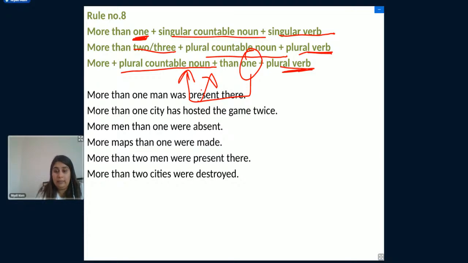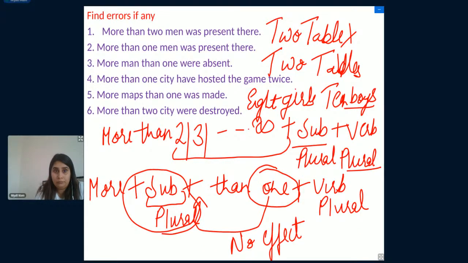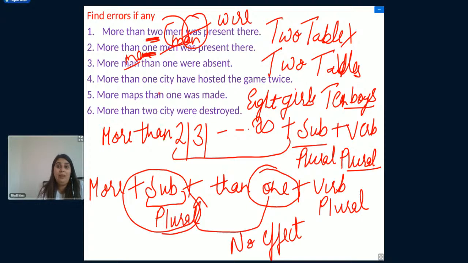Right. Now let us consider, more than two. With two, plural should come. Subject should also be plural, verb too. More than two men were present there. More than one. Now with one, your subject should be singular. More than one man was present there. So in this case, your subject is singular, verb is also singular. More. Now with more, plural, so more men and not man. More men were absent. Verb is plural given here.